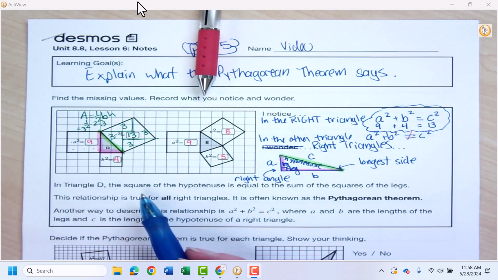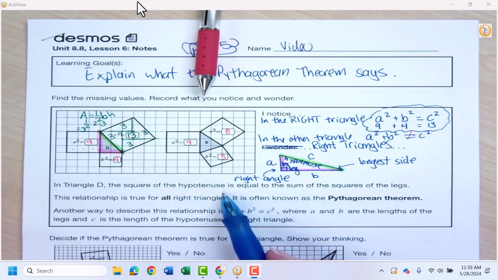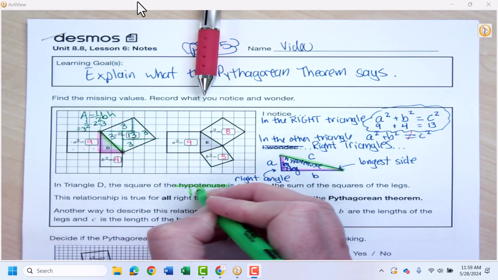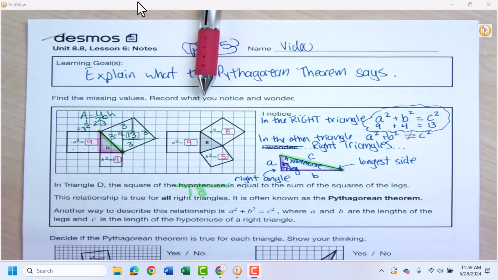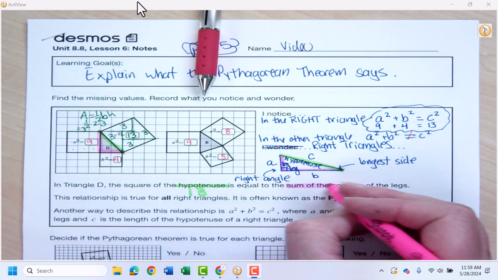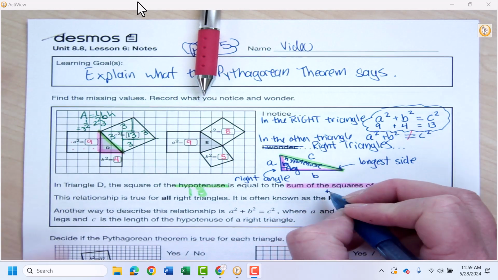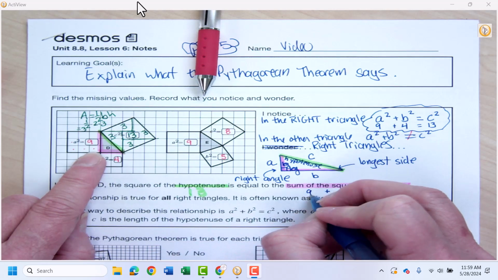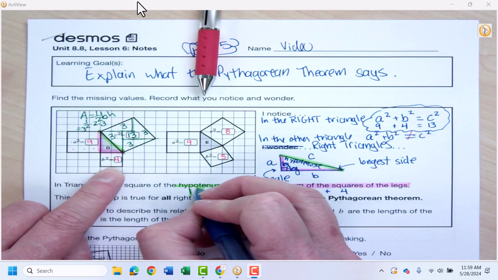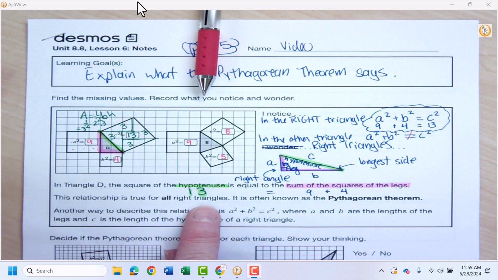In triangle D, the square of the hypotenuse, 13, so let me do this, is equal to the sum of the squares of the legs. 13 was equal to the sum of the squares of the legs. 13 there. And that relationship is true for all right triangles.